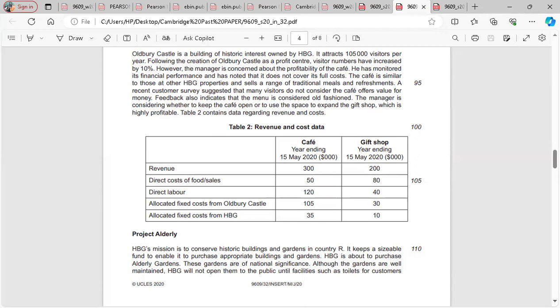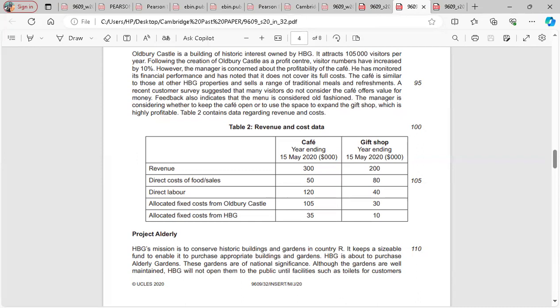Is it clear? So 50,000 plus 120,000, it is in thousands, gives us 170,000. So the formula for contribution is revenue minus direct cost. So 300,000 minus 170,000 gives you 130,000. That is our contribution for the cafe.